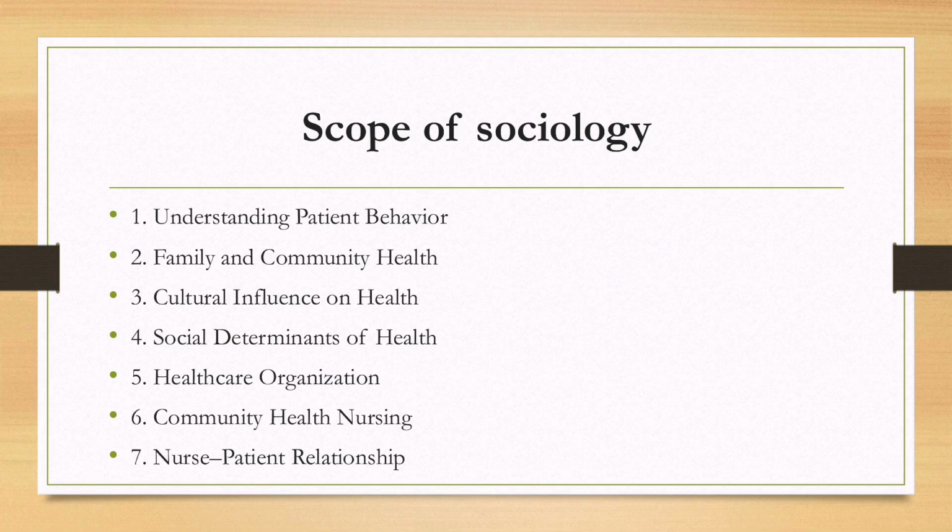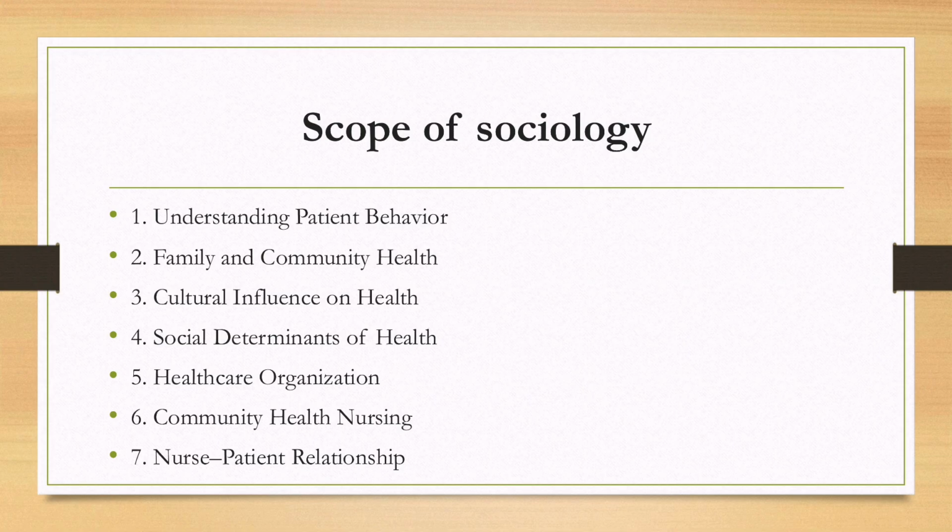That means it will help the nurses to understand the attitude of the patient towards their illness, beliefs about the treatment, and also the emotional responses to the diseases. So the second one is family and community health. That means it studies how the family members and the community influence a person's health and recovery.